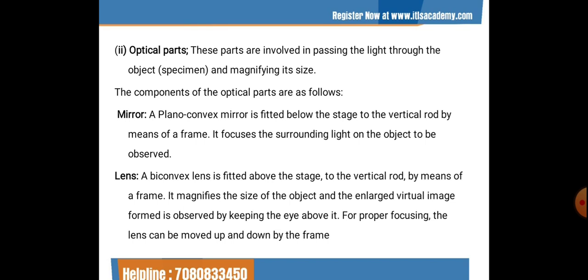Lens: a biconvex lens is fitted above the stage to the vertical rod by means of a frame. It magnifies the size of the object. An enlarged virtual image is formed, which is observed by keeping the eye above it. For proper focusing, the lens can be moved up and down by the frame.